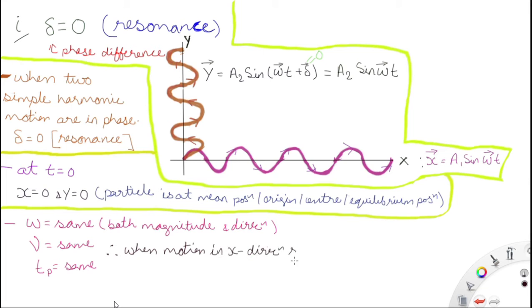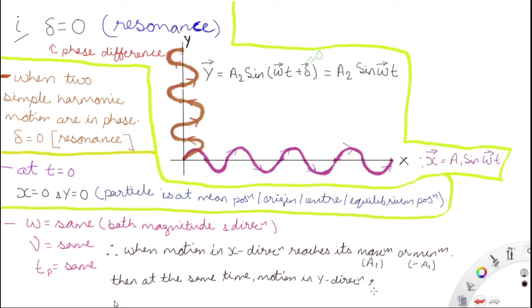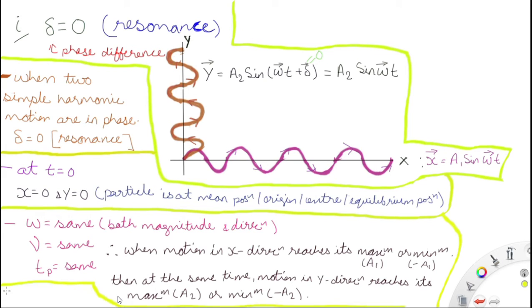When the motion in the x direction reaches its maximum a1 or minimum −a1, at the same time the motion in the y direction reaches its maximum a2 or minimum −a2. Being in phase, when one achieves its maximum the other does too, so they add perfectly: a1 plus a2, and in the negative direction, minus a1 minus a2. This is the origin O.